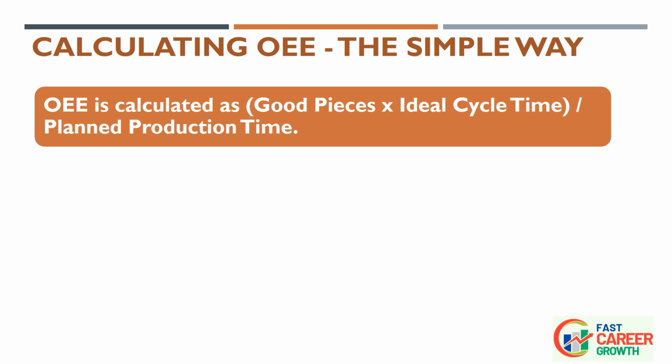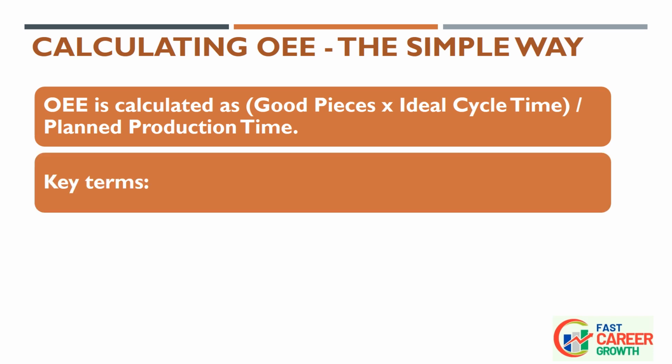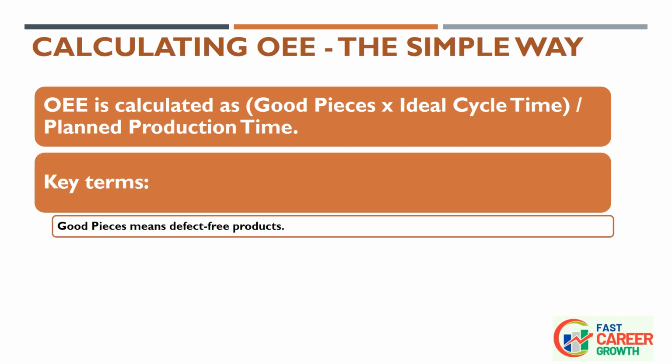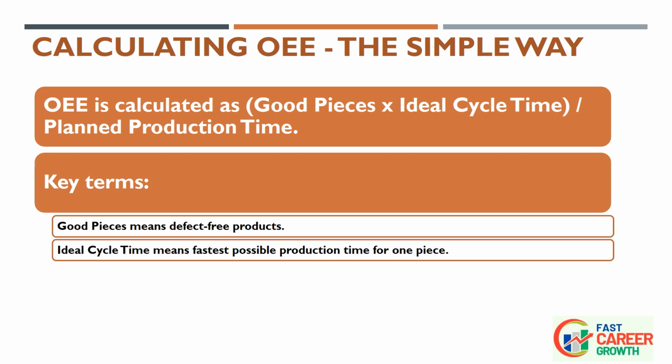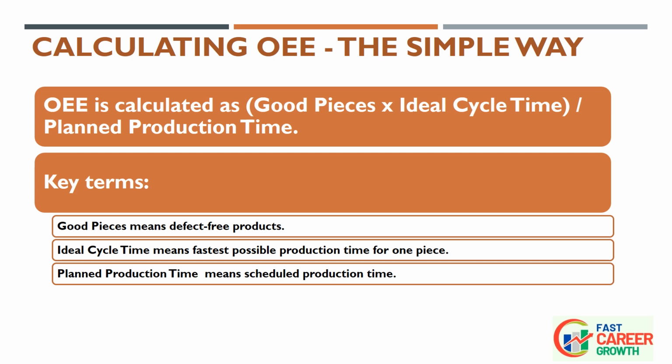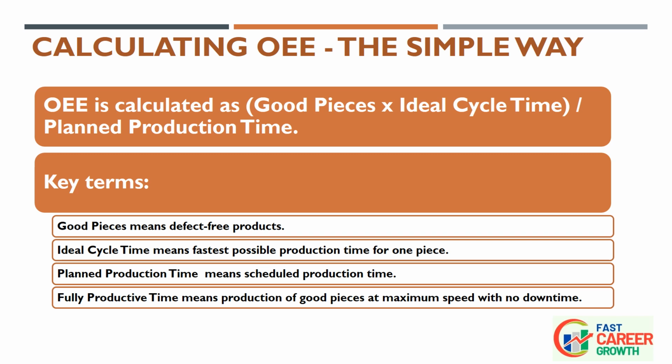Good pieces: pieces that are manufactured without any defects. Ideal cycle time: the theoretical fastest possible time to manufacture one piece. Planned production time: the total time that the production asset is scheduled for production. Fully productive time: producing only good pieces as fast as possible with no downtime.